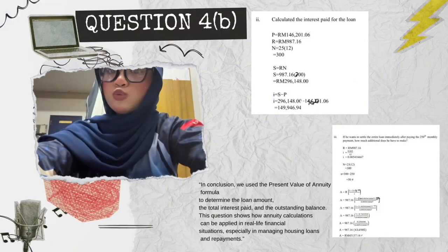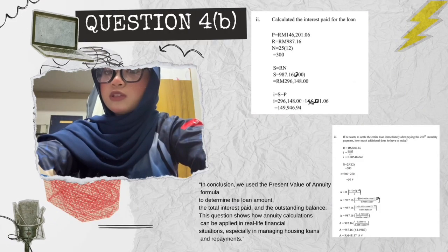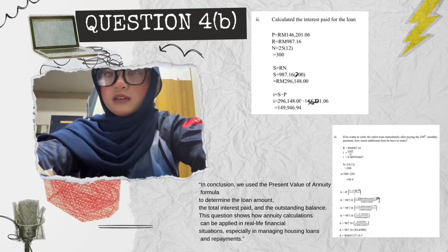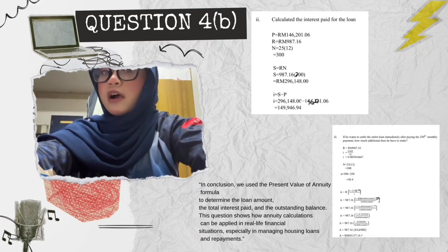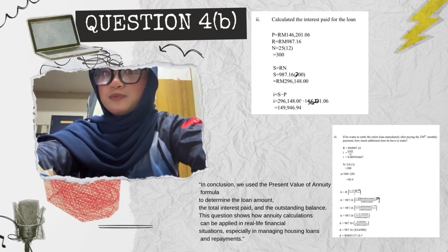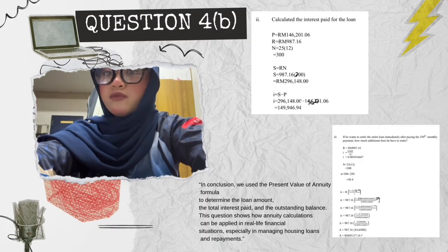For question 4b2, we are requested to find the total interest paid. First, we calculate the total amount repaid to the bank. We multiply the monthly repayment by the total number of payments. So, RM987.60 multiplied by 300 giving RM296,280. Next, we calculate the total interest paid. We subtract the loan amount from the total repayment.